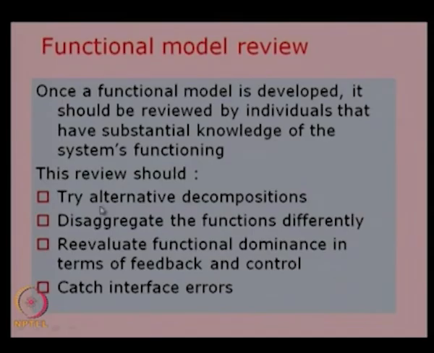So, the review should try alternative decomposition. We need to see whether we can decompose the function by a different method or disaggregate the functions in a different way, and re-evaluate functional dominance in terms of feedback and control. We have some control inputs and there may be some feedback coming from some functions, so we have to re-evaluate the functional dominance in terms of feedback and control also. Similarly, catch the interface errors. Whenever there is an interface between functions, we need to look at the errors which may come up between these interfaces. All these can be done in order to review the functional model, and based on this we can refine the functional structure also.